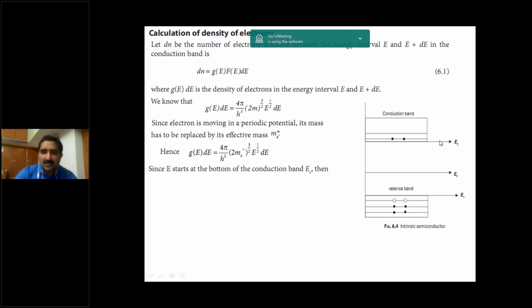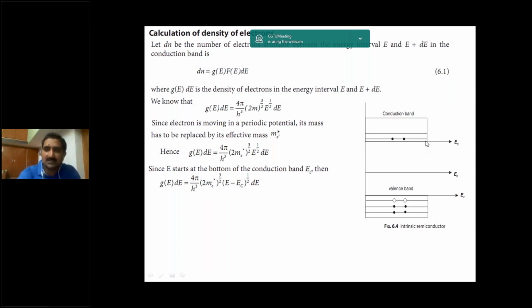Here the conduction band starts from EC up to plus infinity. Since EC is the bottom of the conduction band, in the above equation E can be written as (E minus EC) whole power 1 by 2. So finally we get the density of states value G of E into dE in equation 6.1 as 4 pi by h cube into (2 me star) whole power 3 by 2 (E minus EC) whole power 1 by 2 into dE. What is me star? Effective mass of electron. What is this E minus EC?